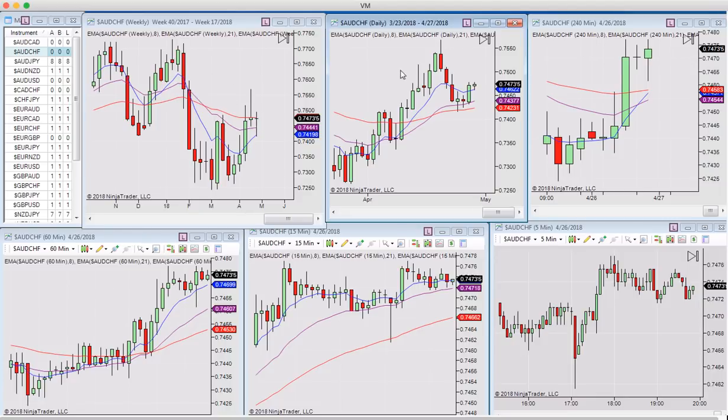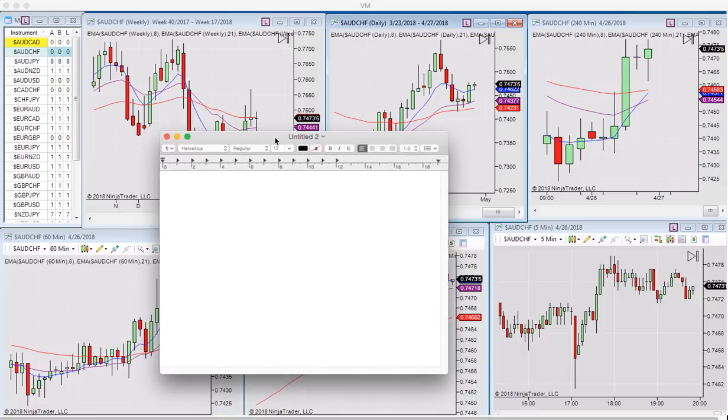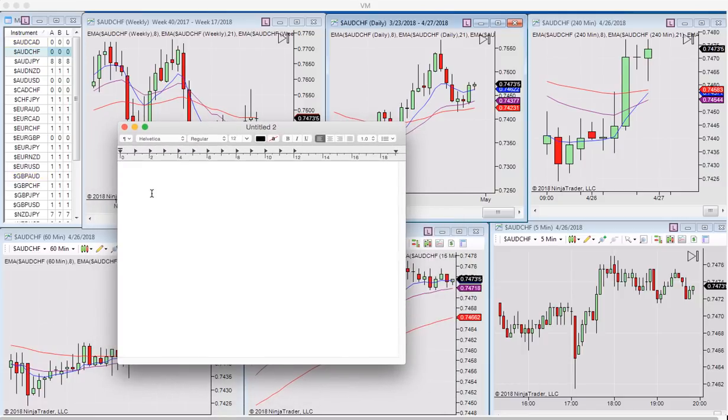So we have 1, we have 2, we have 3 trending markets out of the 5. So technically, this one has met our criteria. So we're going to mark AUD CHF down.